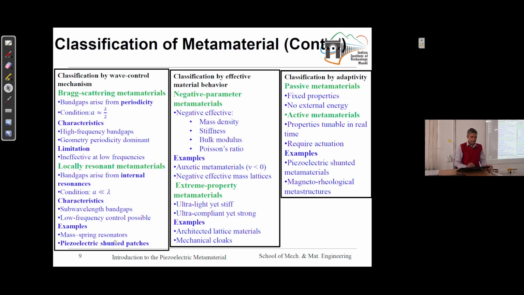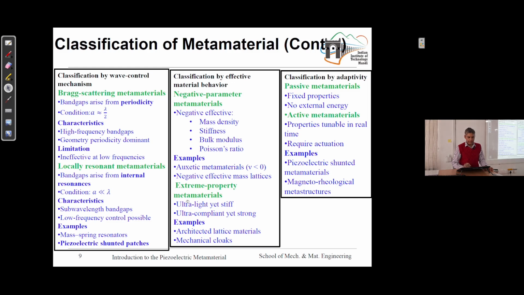This concept is used extensively in aerospace, and of course in mechanical engineering, for structures that are designed for the low frequency domain. The classification of effective metamaterial behavior: basically, how metamaterials behave. This just depends on the property, whether the metamaterial has negative density, negative stiffness, negative bulk modulus, negative Poisson's ratio, and so on, right?